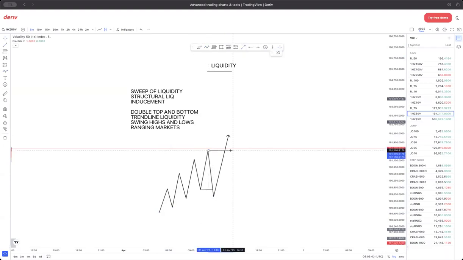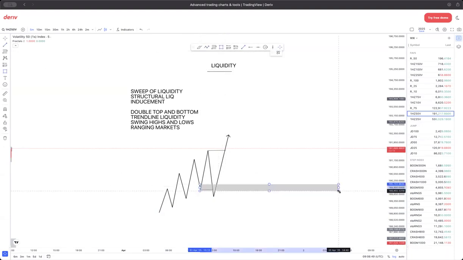This is what gives us a valid sweep of liquidity. So you now have this here as your POI, from where we had that sweep of liquidity. Now after that, you want to look out for structural liquidity.